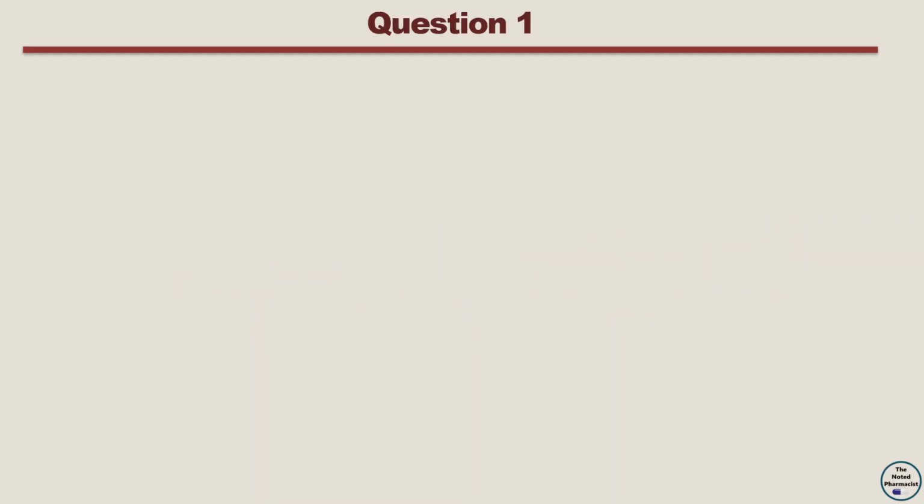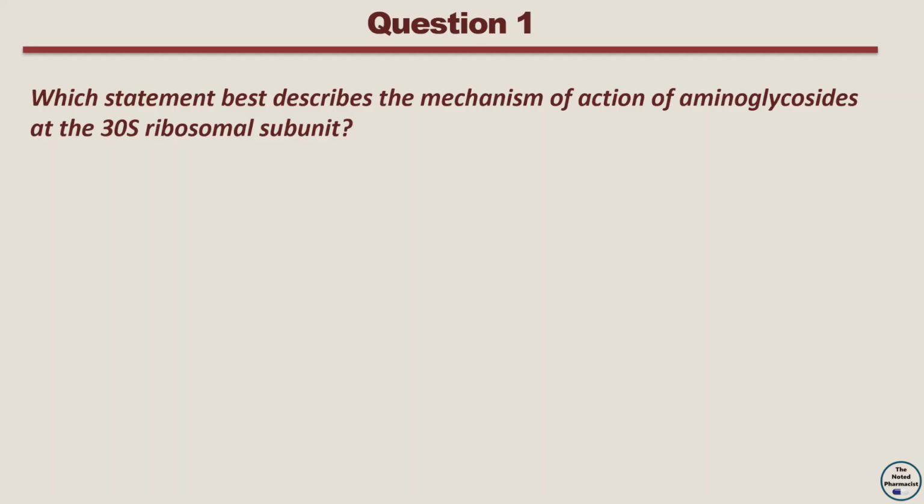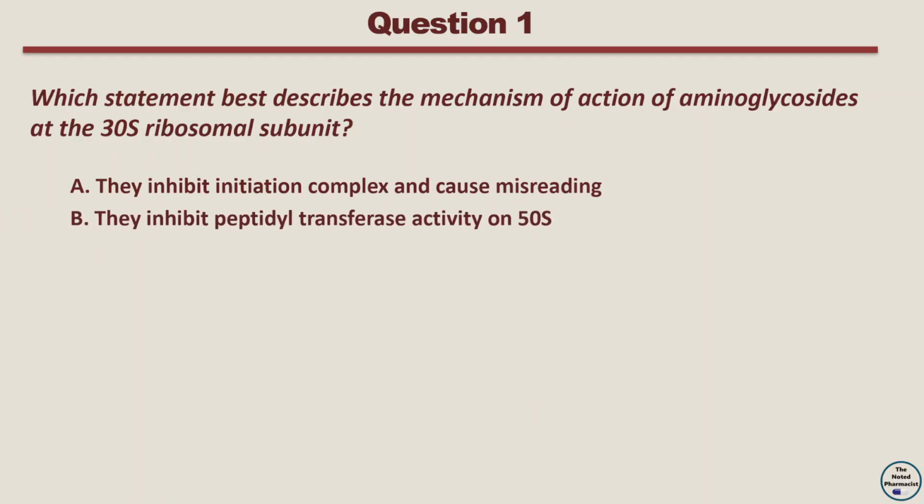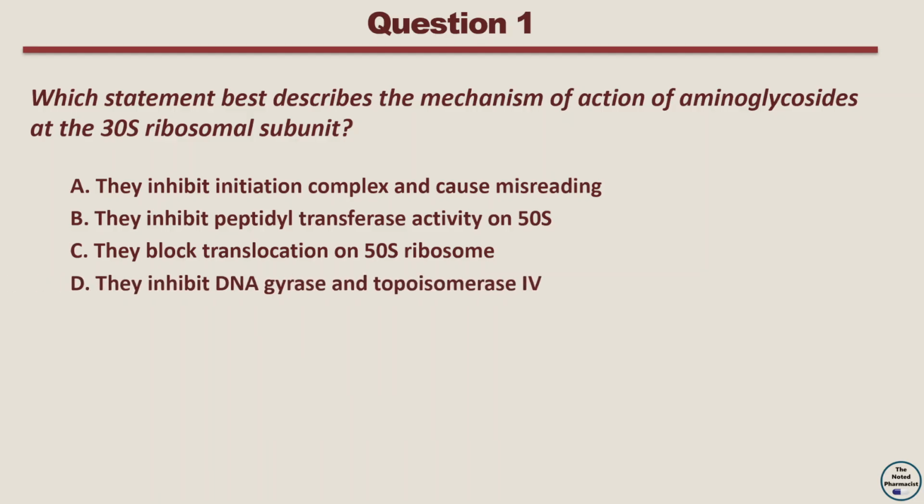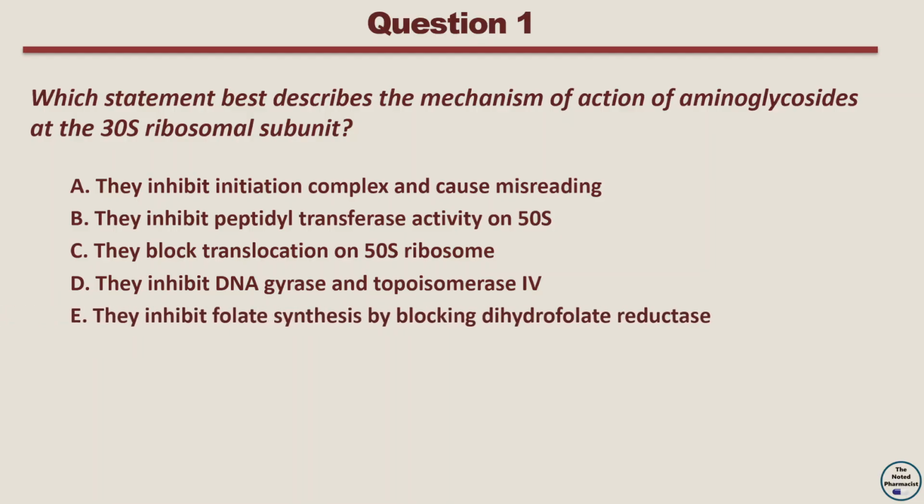Question 1. Which statement best describes the mechanism of action of aminoglycosides at the 30S ribosomal subunit? Option A. They inhibit initiation complex and cause misreading. Option B. They inhibit peptidyl transferase activity on 50S. Option C. They block translocation on 50S ribosome. Option D. They inhibit DNA gyrase and topoisomerase 4. Option E. They inhibit folate synthesis by blocking dihydrofolate reductase.